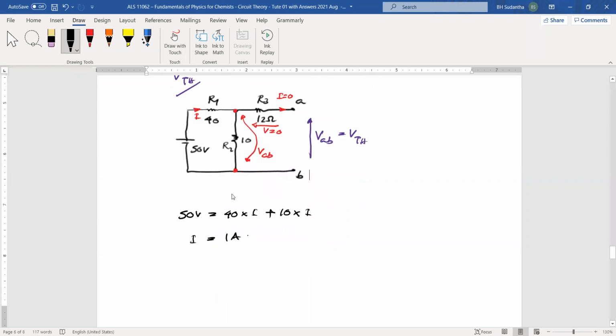Okay, if I is 1 ampere, actually we don't want to do this. We can also apply the voltage divider rule. Then this VAB is 10 volts. VAB is 10 volts. Okay. Then VAB is 10 volts, which means that is VTH.